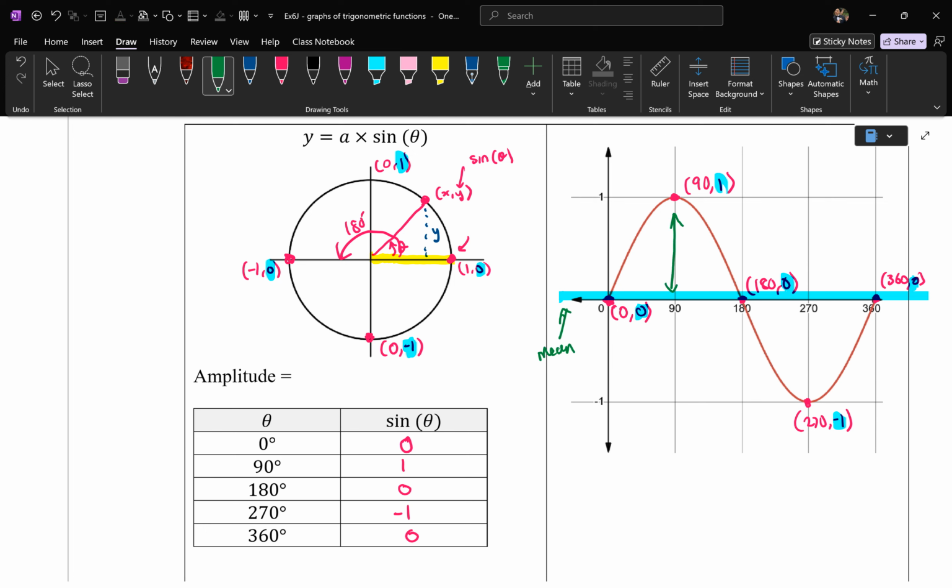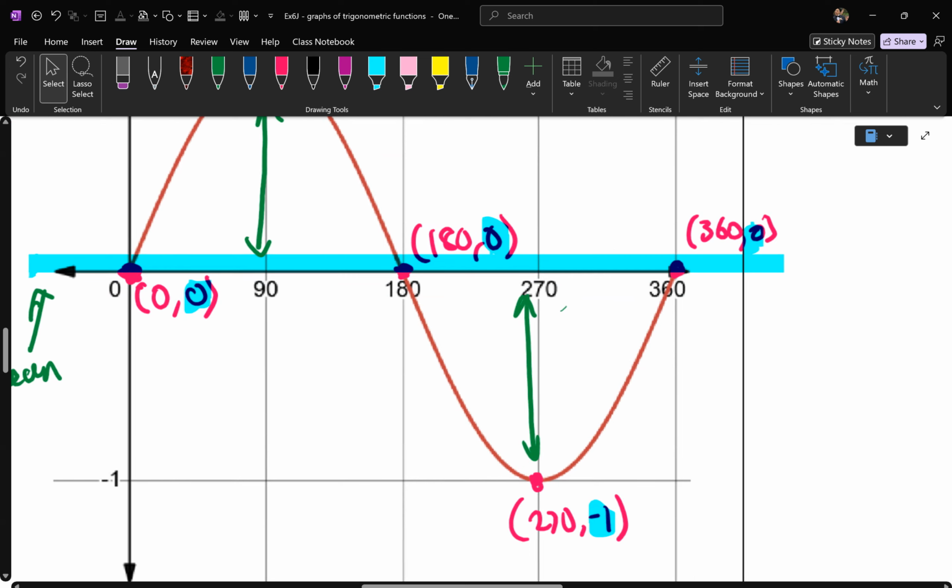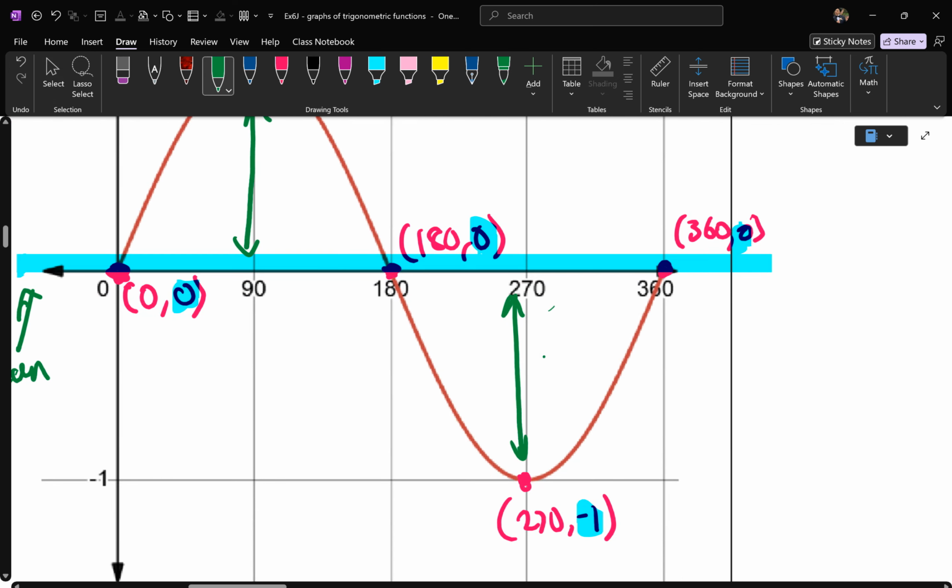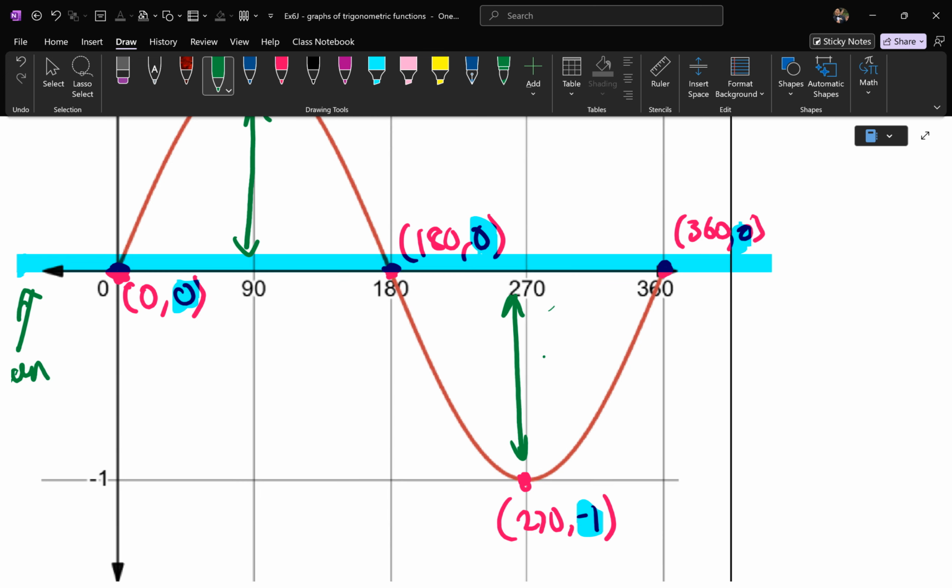That tells you how to find what we call the amplitude. Can you please write this in your graph: the height from the mean to the maximum or minimum should be equal because it's meant to be symmetrical. That's one of the properties of a trig function. This is your amplitude.